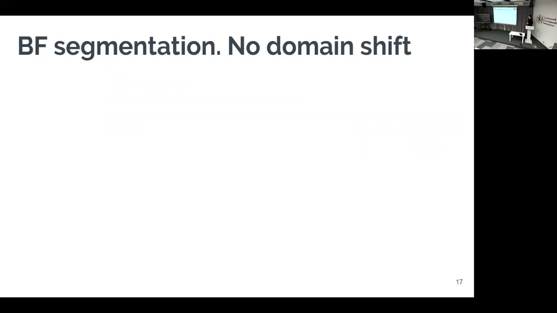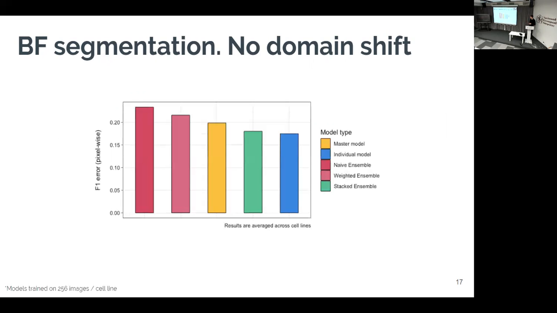So, bright field segmentation, no domain shift. We used 7 cell lines, training data for training and validation data for evaluating the models. Those are the results for the strategies. As we see, naive and weighted ensemble demonstrate the worst result. They are relatively hard to implement because first you need to train a number of individual models. For weighted ensemble, you need to pre-compute weights. So they are not considered as good competitors in this case.